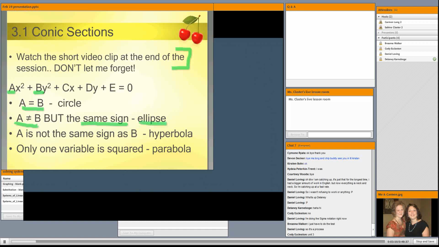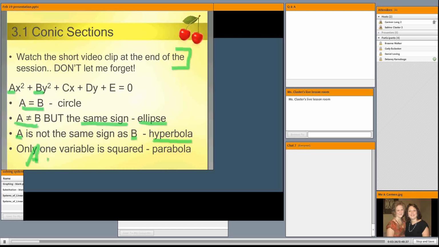If A is not the same sign as B, so if A is positive and B is negative, or the other way around, it's always a hyperbola. It doesn't matter if they're the same number. If the signs are opposite, then it's a hyperbola. And even if you don't know what a hyperbola is, this way works.